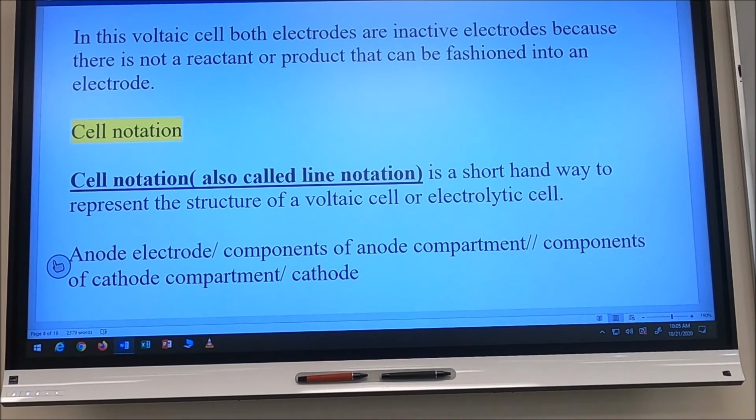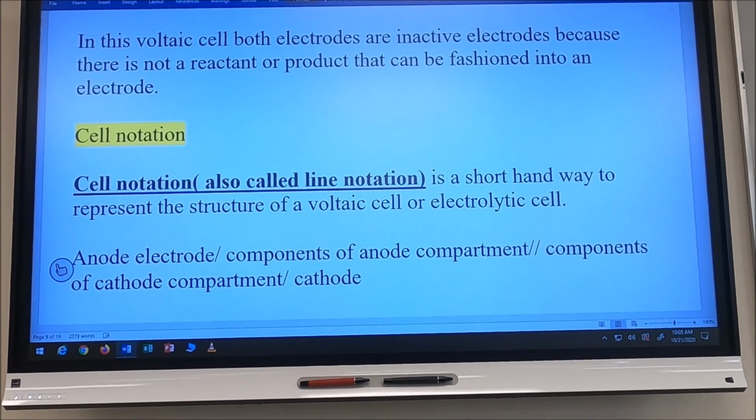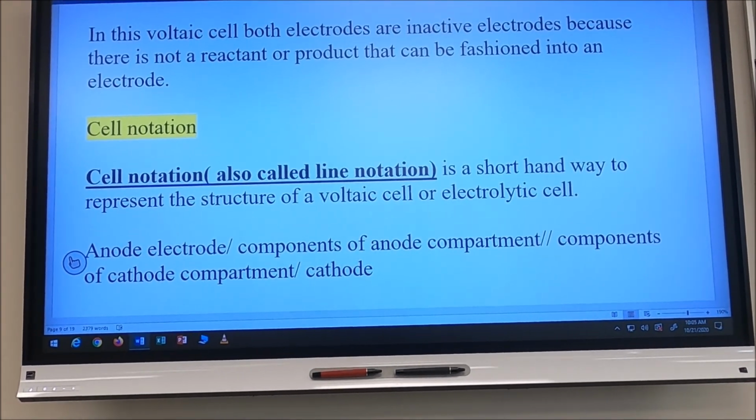Now, drawing a picture every time you want to talk about a voltaic cell seems a little wild. So the next thing we're going to talk about is cell notation. I'm going to stop right here because my battery's almost dead.